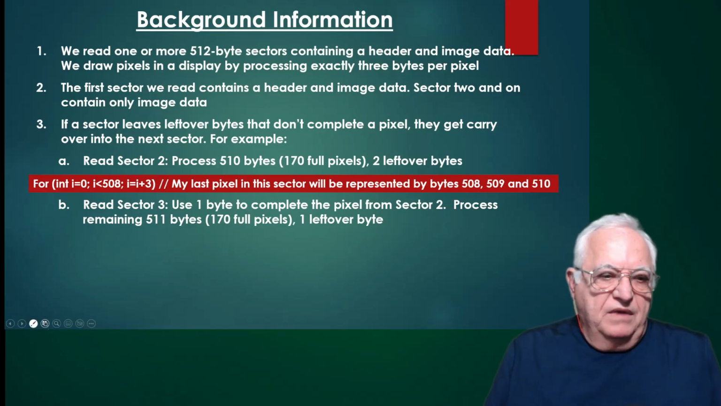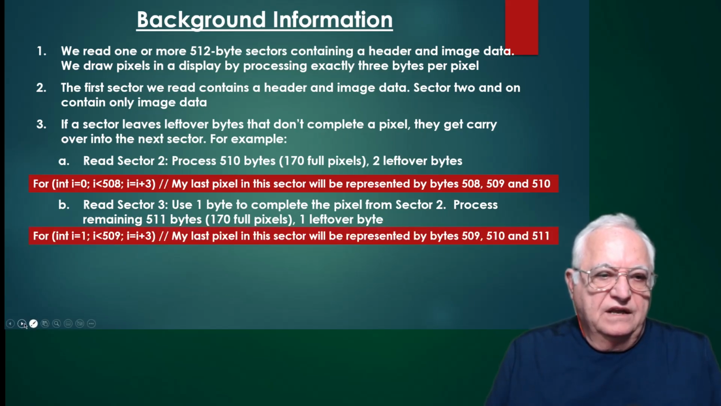So at this time, let's see what the loop looks like to get these 511 bytes. I'm going to go from i equal to 1. I can't start from i equal to 0 because I already used my 0 byte to augment the 2 that were left over from the prior read. So I'm going to go from 1 to 509, 3 at a time.